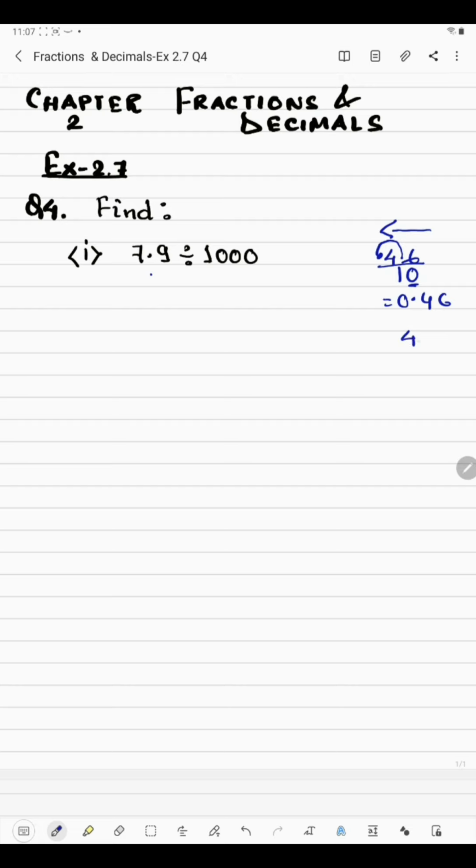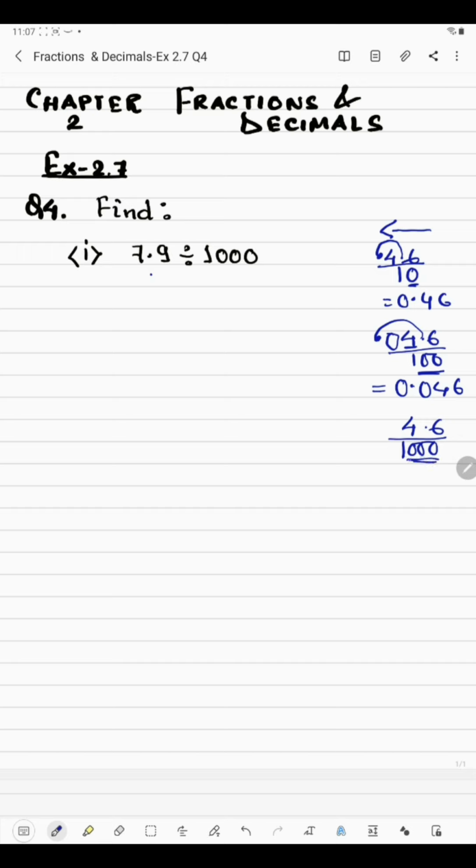But if the decimal number is divided by 100, since 100 has 2 zeros, the point will be shifted 2 digits. So here we already have 1 digit, so one more digit we will have to make by putting 0, so the point will be shifted 2 digits. So the answer will be 0.046.